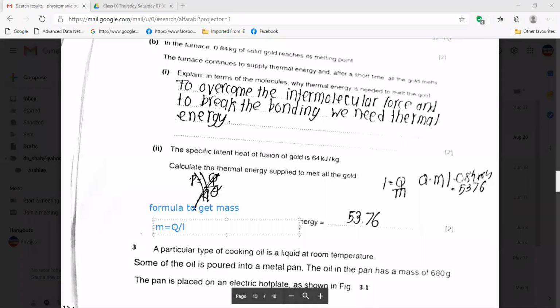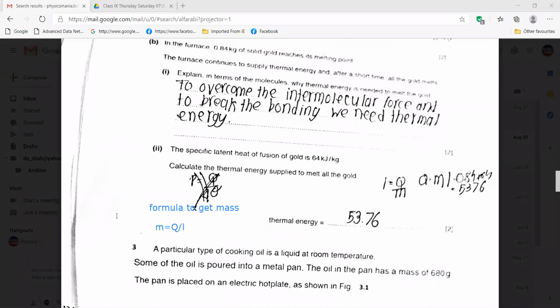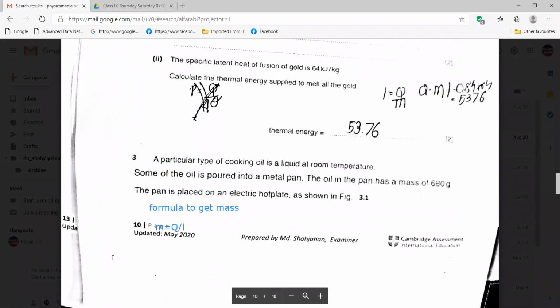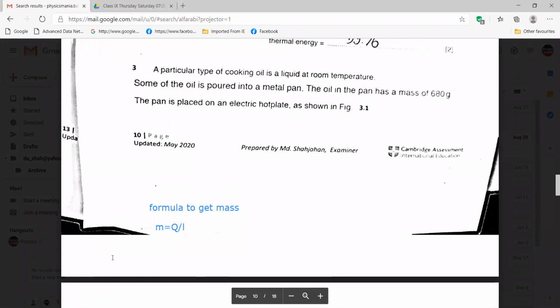Okay, then we are going to next question 3. There will be one question on the specific heat capacity formula and one on specific latent heat. That's why you practice this formula again and again. Okay, then continue with 3.